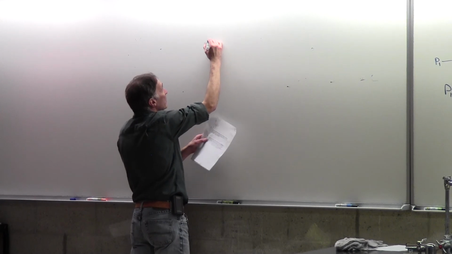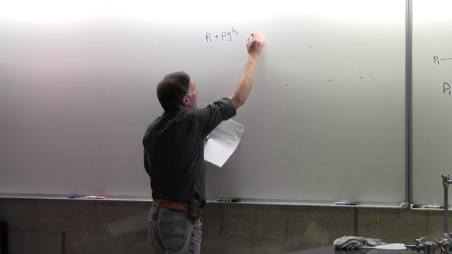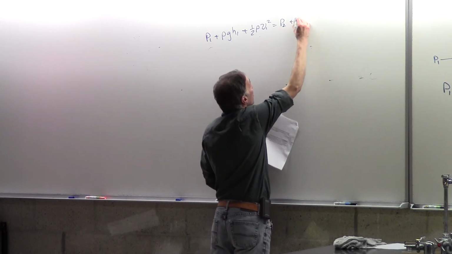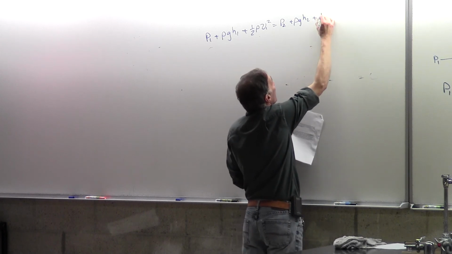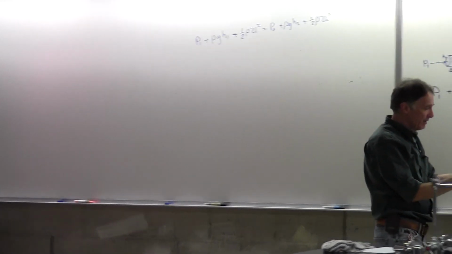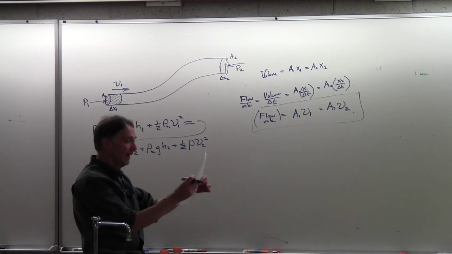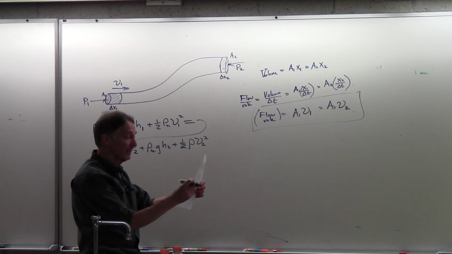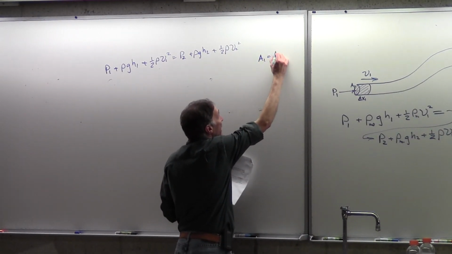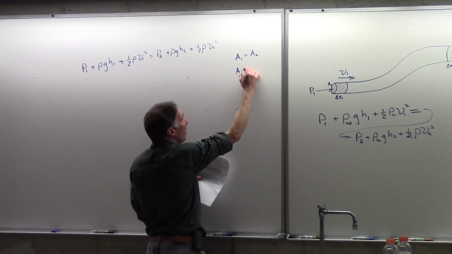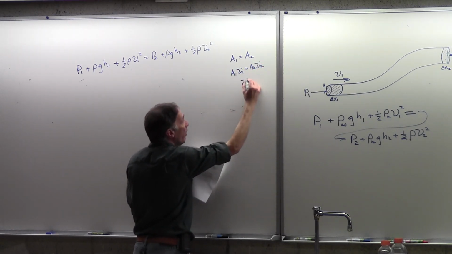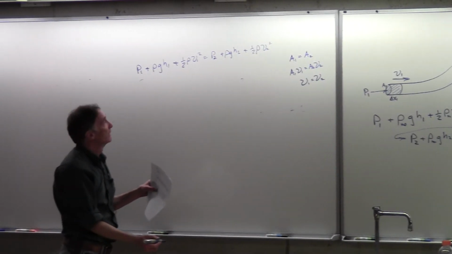Okay, so again, let me write this. P1 plus rho g h1 plus 1/2 rho v1 squared is equal to P2 plus rho g h2 plus 1/2 rho v2 squared. Now, first off, if the diameter doesn't change, that is saying that A1 is equal to A2. And I know that A1 v1 is equal to A2 v2. So if these two things are equal, v1 should be equal to v2. So that's the first thing I would conclude.